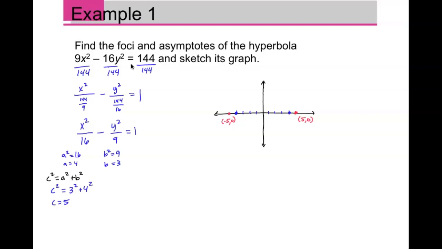All right, so far so good. Now B is the distance to the end of your conjugate axis. So your conjugate axis is an imaginary axis in the opposite direction. So I'm going to go up 3 from my center, and I'm going to go down 3 from my center. And then what I'm going to do is make a rectangle out of my vertices and the endpoints on my conjugate axis. So we're just going to make a perfect rectangle. So it's like this.